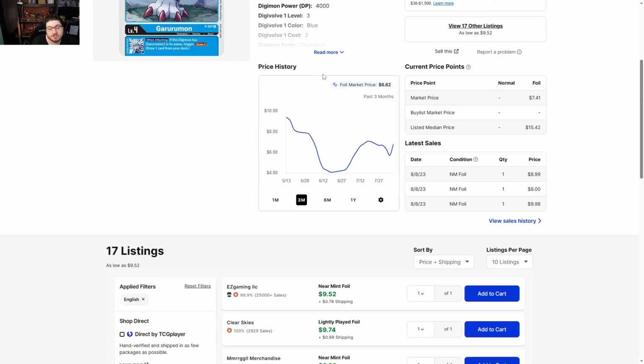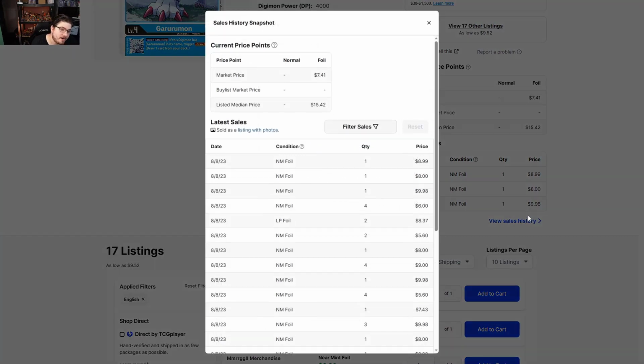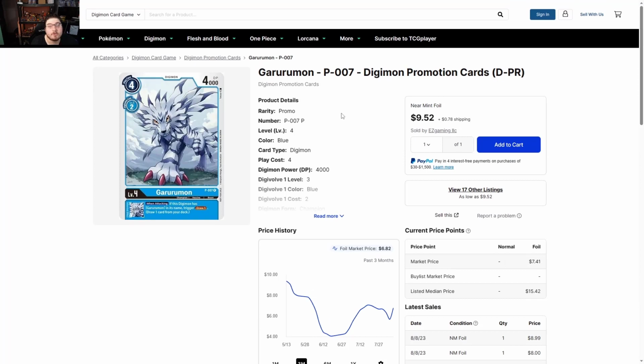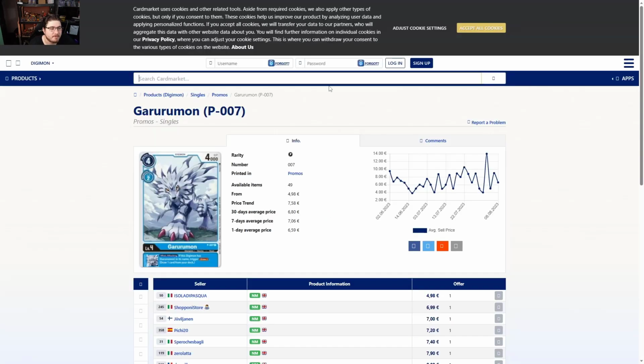Gurumon promo, do not touch this with a 10-foot pole. I am warning you right now. Do not buy into this hype price because it's getting reprinted in the reprint booster in September. You'll have a foiled version coming out and this card will tank. Do not buy into the hype. I know that it's so easy for EX4 Gurumon you want to get, but don't waste your money.